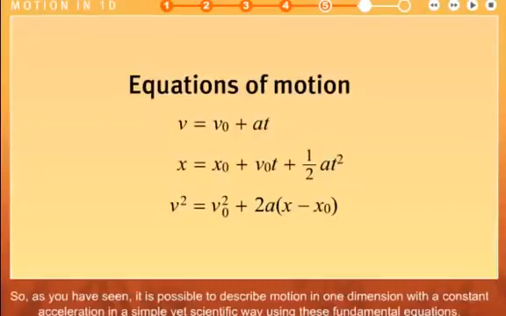So, as you have seen, it is possible to describe motion in one dimension with a constant acceleration in a simple yet scientific way using these fundamental equations.